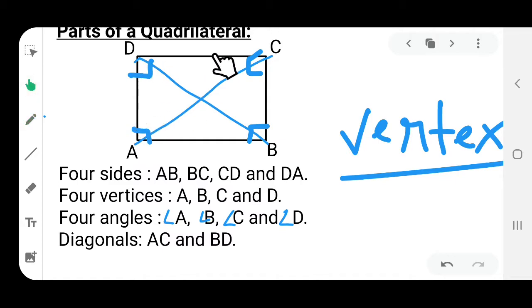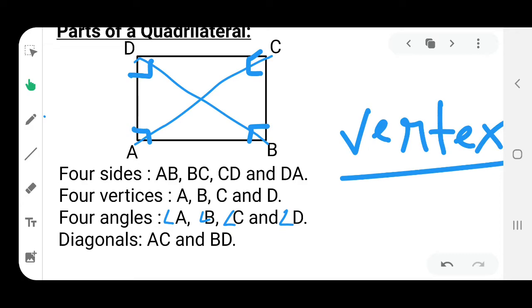So a quadrilateral has two diagonals. When we join two opposite vertices with each other, we get diagonals. In total there are two diagonals, in this case AC and BD. So these are all the parts of a quadrilateral.